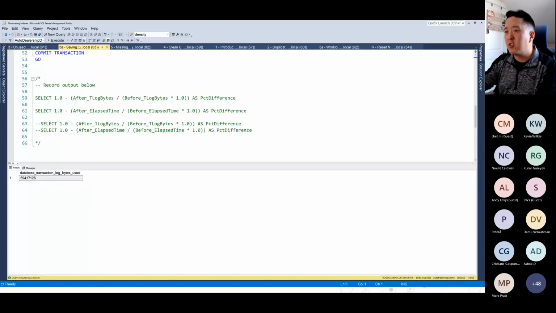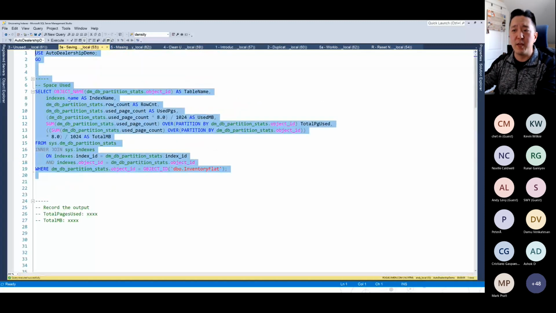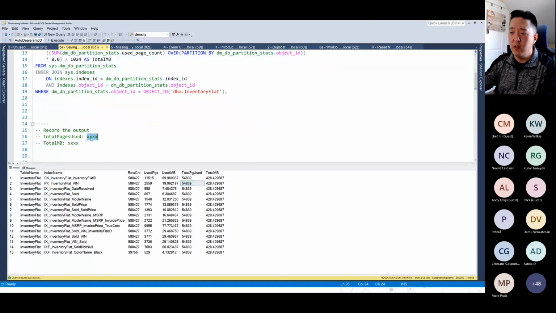So let's talk a little bit about savings here. I'm just going to show a simple example where this is going to show me, for the inventory flat table, how many data pages there are in grand total. About 54,000. And in grand total, this consumes about 400 some odd megs of space.